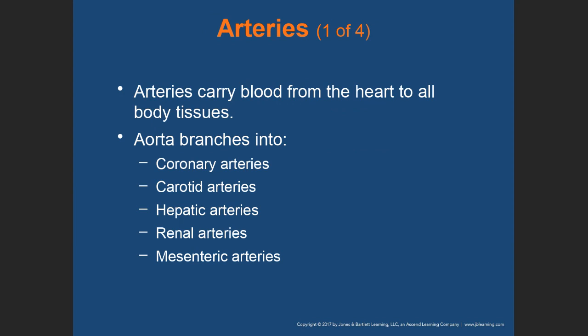Now, the arteries. Arteries carry blood from the heart to all body tissues. The aorta, which is the largest artery in the body, branches into the coronary arteries, which supply the heart muscle with blood, the carotid arteries, which supply the head or brain area, the hepatic arteries, which supply the liver, renal arteries, which supply the kidneys, and the mesenteric arteries, which supply the intestines.